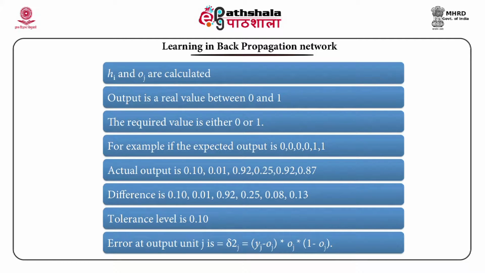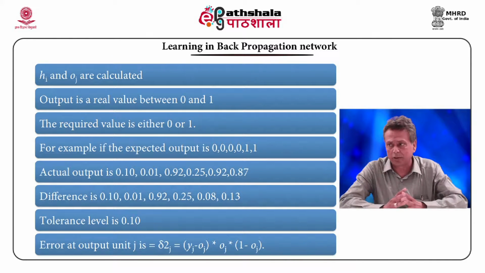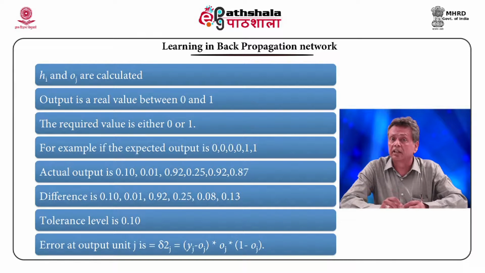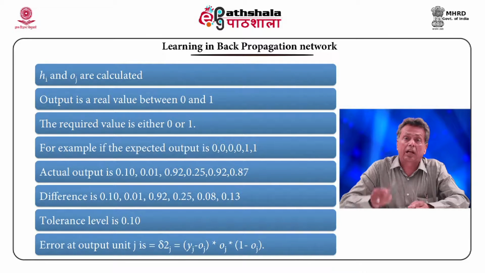1 upon 1 plus e raised to minus sum, okay. Those xi's and wi's, they are multiplied and you get that. So, that's how it is done. That is the first thing that we have already seen, and we know that the output is a real value between 0 and 1. The required value is either 0 or 1. Now, that is the first thing.